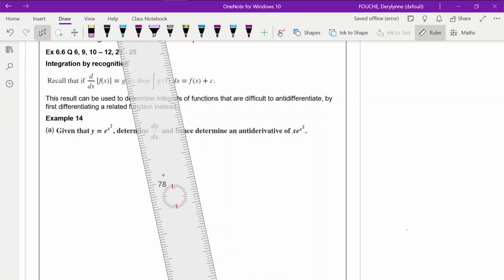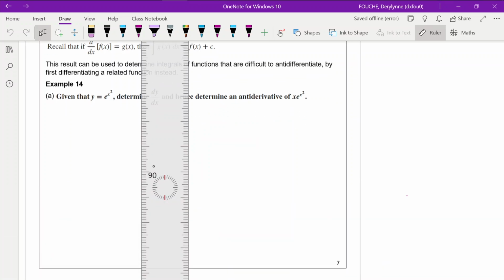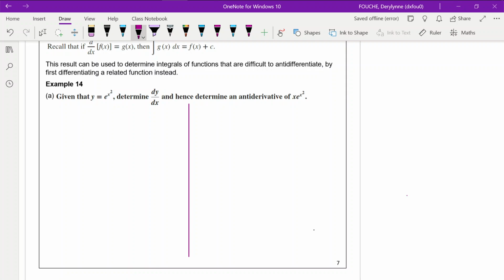We don't have a rule to integrate, and that are quite complicated to integrate. And we call it integration by recognition. Another way of looking at it is differentiate, hence integrate. And it involves a little bit of creativity, because often they don't give you the function that you must differentiate in order to integrate.